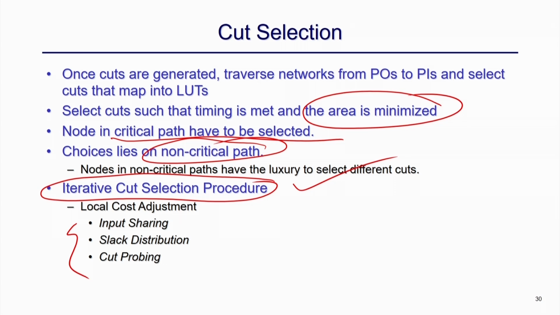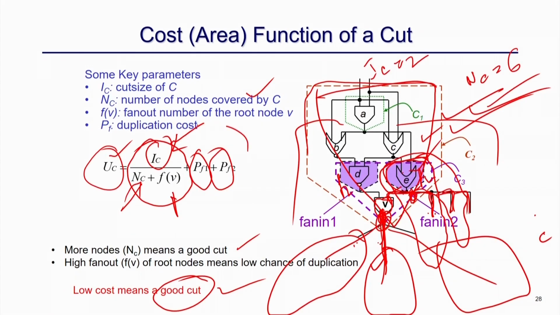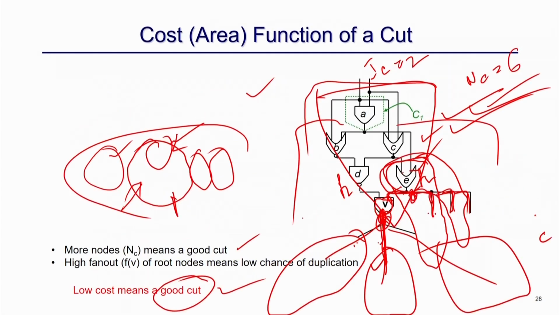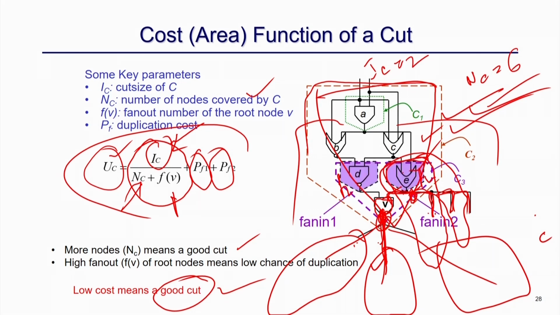So, that is something called local cost adjustment. So, once you select a cut, we enumerate all the cuts, and I associate a cost to each cut using this function, right. So, every cut has a cost, but once we select a cut, because I generate all the cuts, from now on I am not going to select all the cuts, I am going to select some of them.